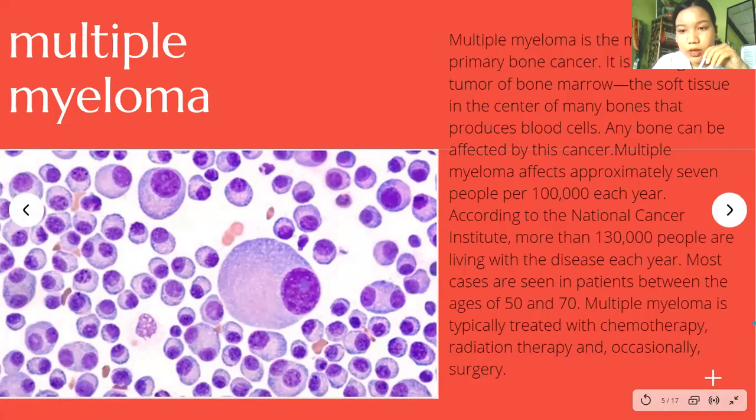Multiple myeloma affects approximately 7 people per 100,000 each year. According to the National Cancer Institute, more than 130,000 people are living with the disease each year. Most cases are seen in patients between ages 50 and 70. Multiple myeloma is typically treated with chemotherapy, radiation therapy, and occasionally surgery.